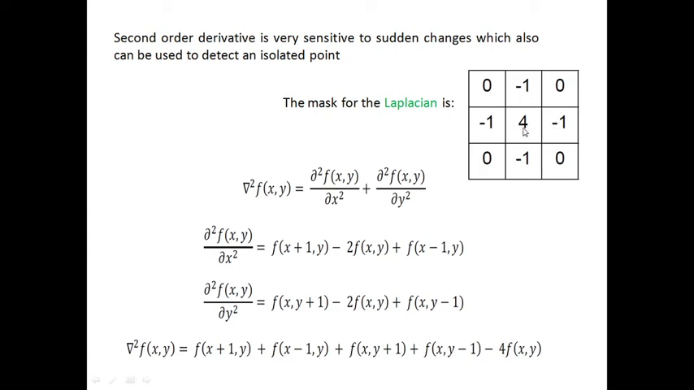Like if this is my central pixel value, that is f of x comma y, then this will be f of x minus 1 comma y, this will be f of x plus 1 comma y, right? And this will be f of x comma y plus 1, and this is f of x comma y minus 1. So if I add all these things, ultimately I will get this as the resultant equation. So del square f of x comma y is represented in this 2D profile of finite difference approximation. So this is the way one can detect an isolated point in the image.